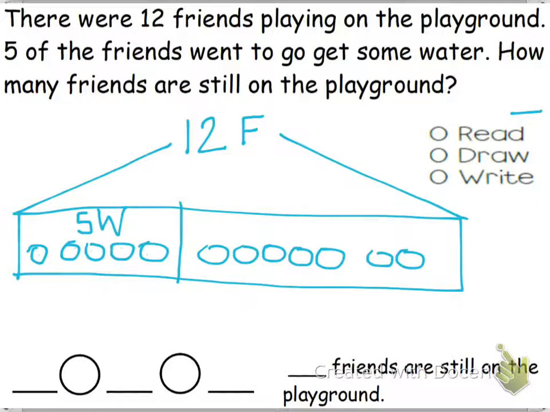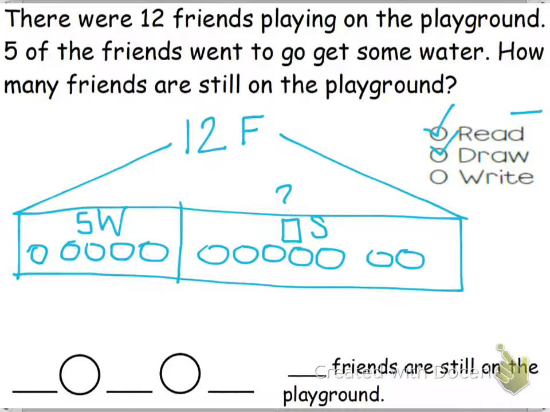So now we have to figure out how many friends are still in the playground. What does it tell us? Well, do we know how many are still in the playground? Does the word problem tell us that? Nope. We have to figure that out. So we read and we drew our tape diagram, but we still have to figure out our mystery part.